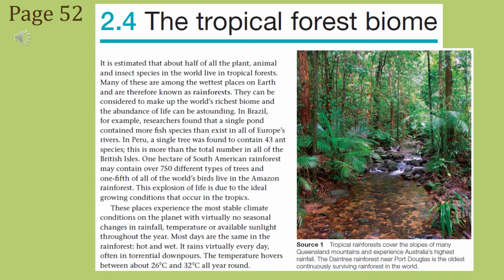1 hectare of South American rainforest may contain over 750 different types of trees, and 1/5 of all the world's birds live in the Amazon rainforest. This explosion of life is due to the ideal growing conditions that occur in the tropics. These places experience the most stable climate conditions on the planet, with virtually no seasonal changes in rainfall, temperature, or available sunlight throughout the year. Most days are the same in the rainforest, hot and wet. It rains virtually every day, often in torrential downpours. The temperature hovers between about 26 degrees Celsius and 32 degrees Celsius all year around.